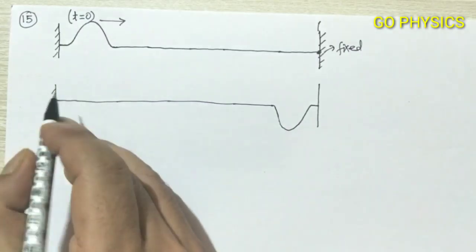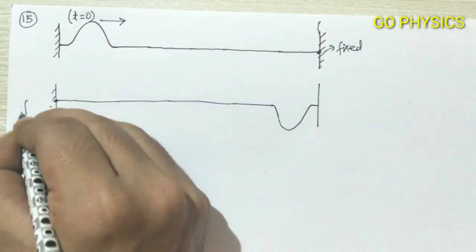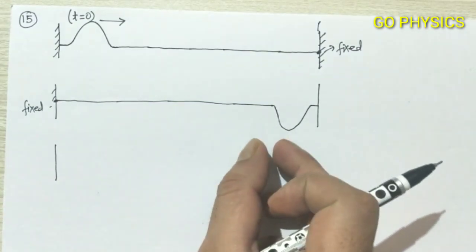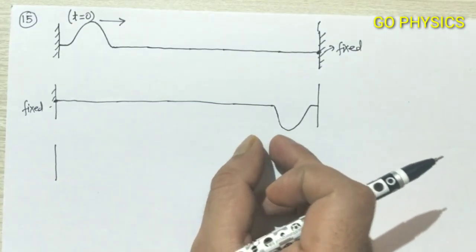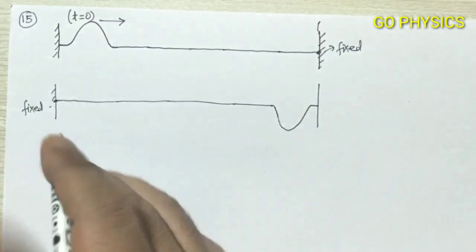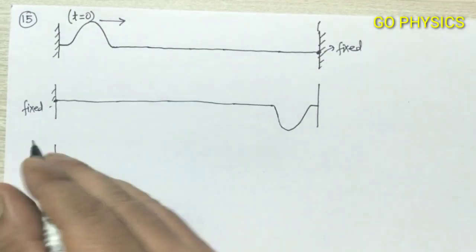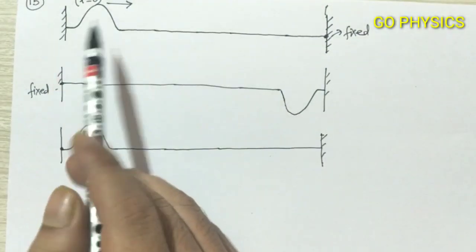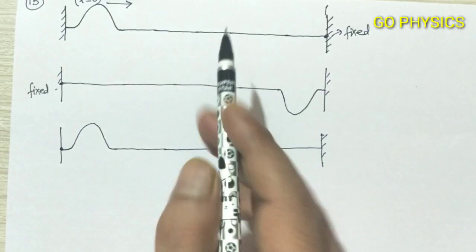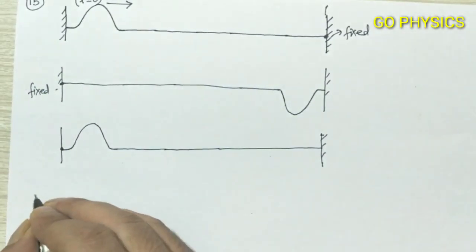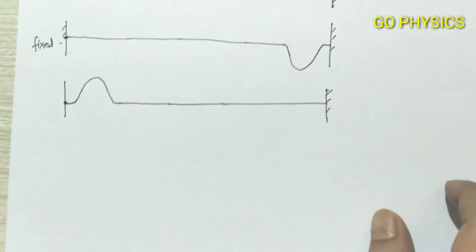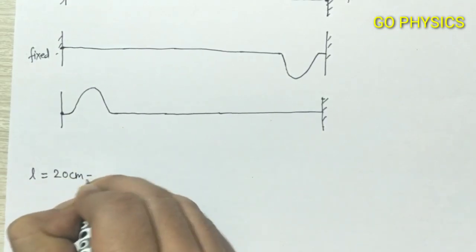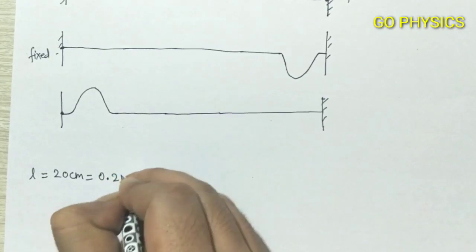Again it will strike this fixed point. So again, now suppose this is the incident one. So this incident one will strike here and the reflected one will get inverted. The distance between the two fixed supports, or length of the string, is given as 20 centimeter, or it is 0.2 meter.